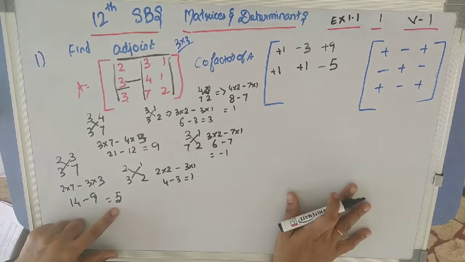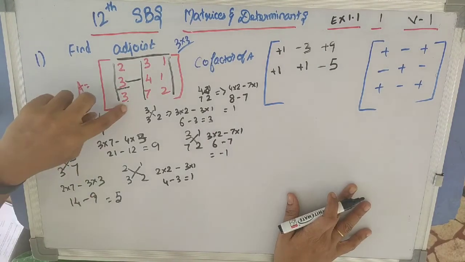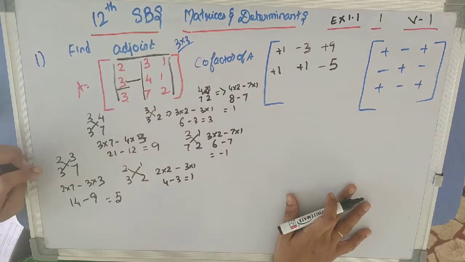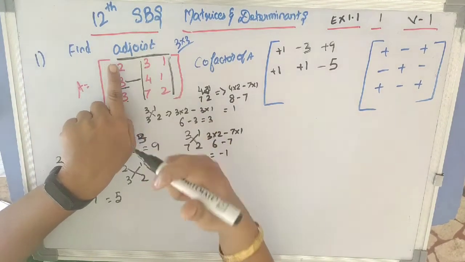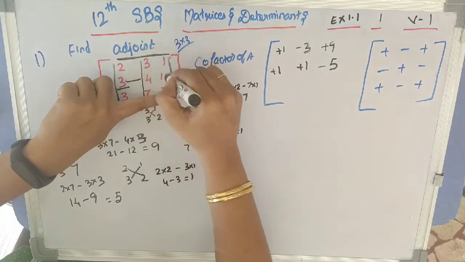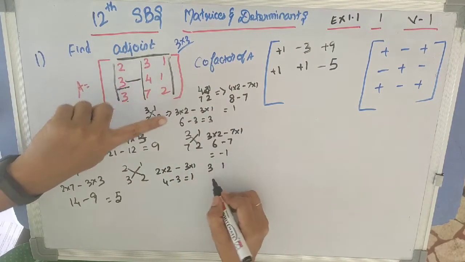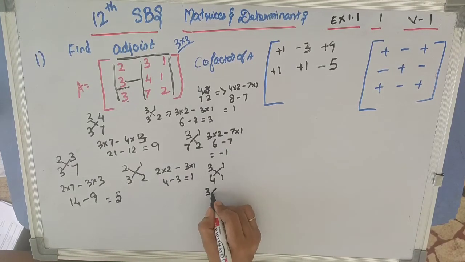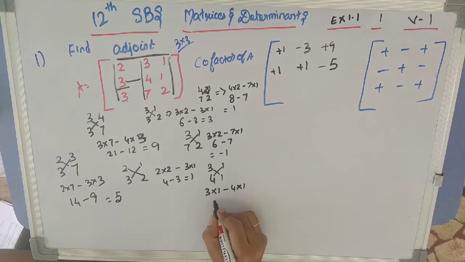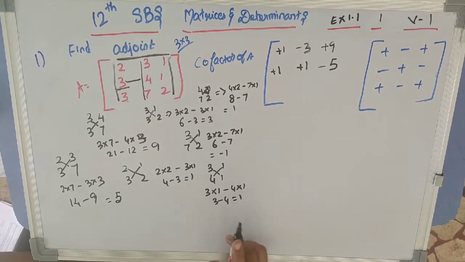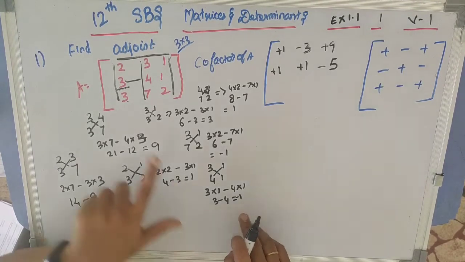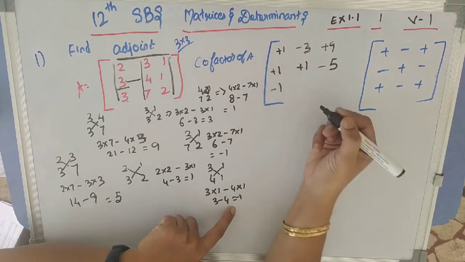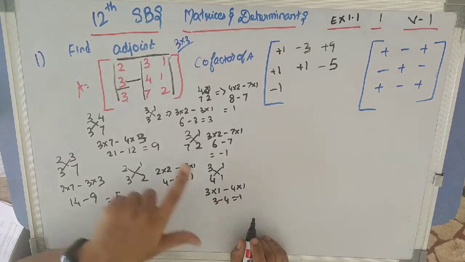Okay? Now I am going to find the cofactor of 3. Where is 3? It is in row 3 and column 1. On eliminating the row 3 and column 1, we have 3, 1 and 4, 1 as remaining elements. On cross multiplication, 3 into 1 minus 4 into 1, that is 3 minus 4, which is equal to minus 1. The sign convention for that place is plus. So plus of minus 1 is minus 1.